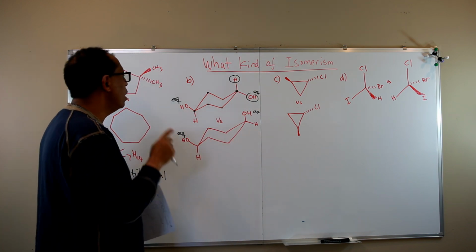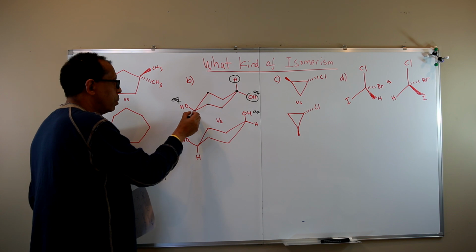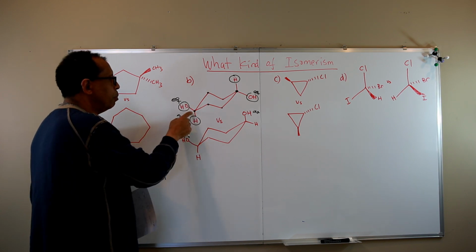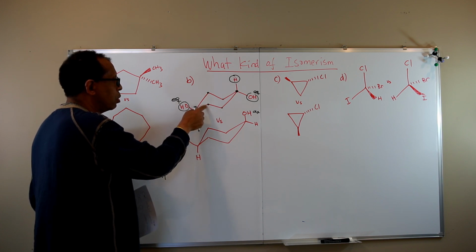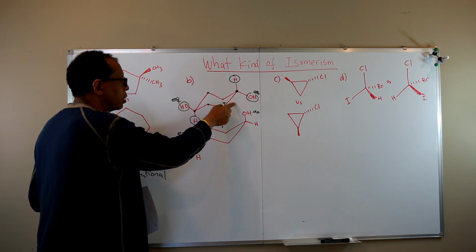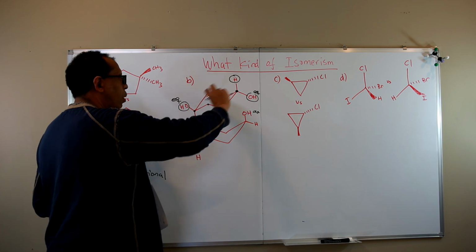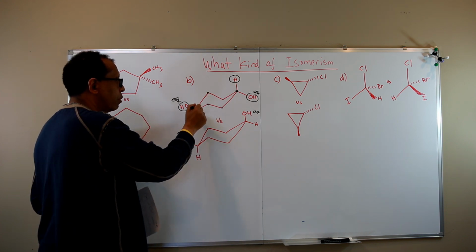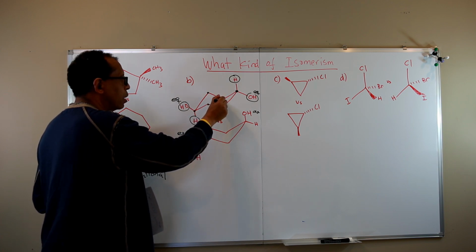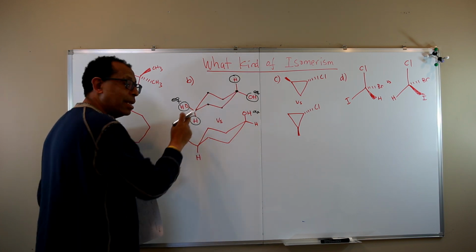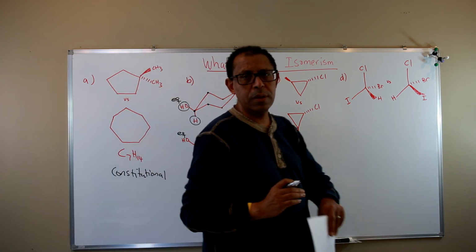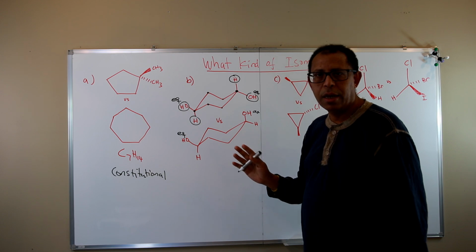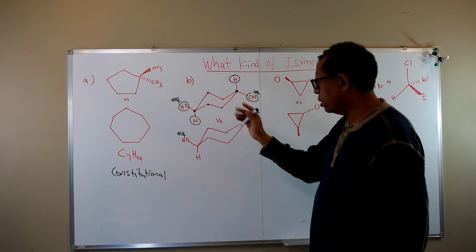Be careful. Similarly, for this carbon, it looks like you have four different substituents, but the two substituents are symmetrical. They are the same. So if you just go out here, the substituent and the substituent are the same for this carbon. Therefore, this is also not a stereogenic center. Therefore, this compound doesn't have any stereogenic center.